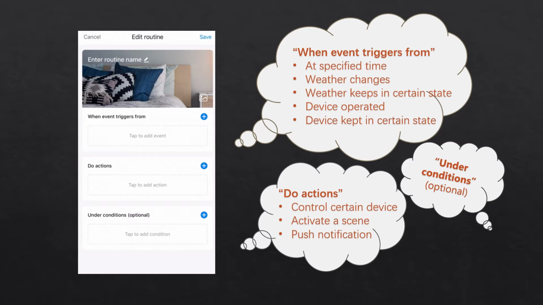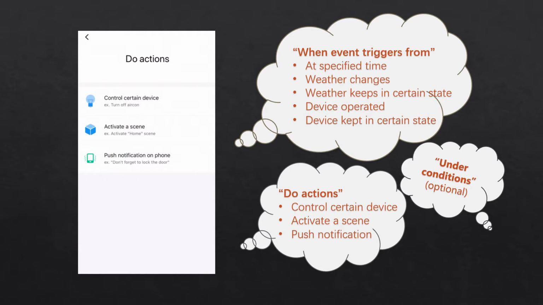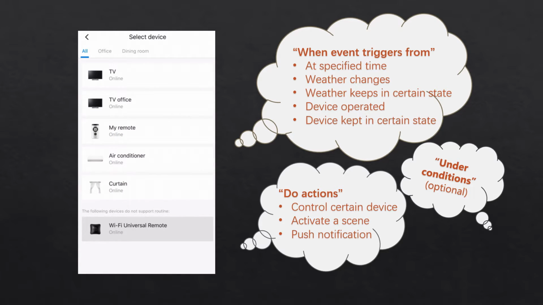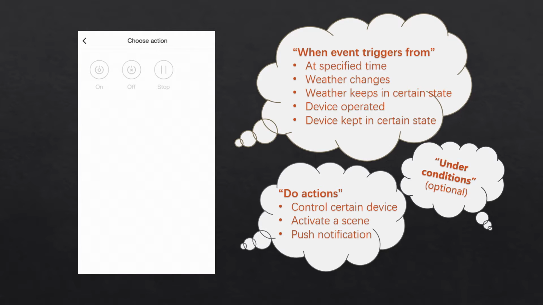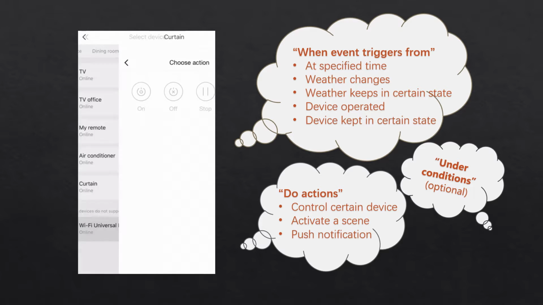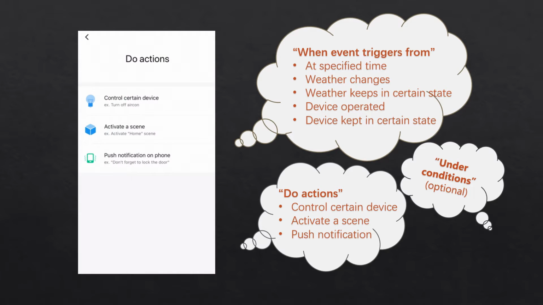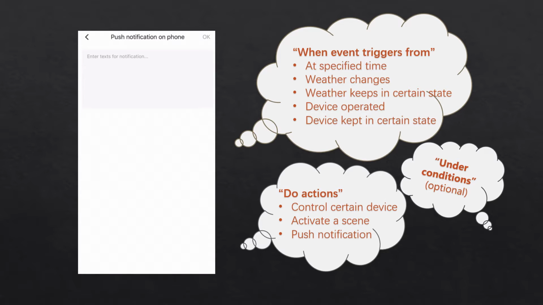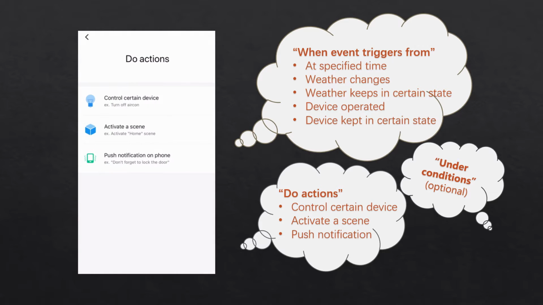After you've set up a trigger, you can start selecting actions to go with it by hitting the Do Actions button, which also brings up several options. They'll control certain device. You can choose a device and specify an action. It supports any controllable state of the device. They'll activate a scene. If you want to do more than one action, definitely you can add all actions. But another better way is to add actions in a scene and choose the scene here. They'll push notification on phone. You can get a notification on phone when the event is triggered.